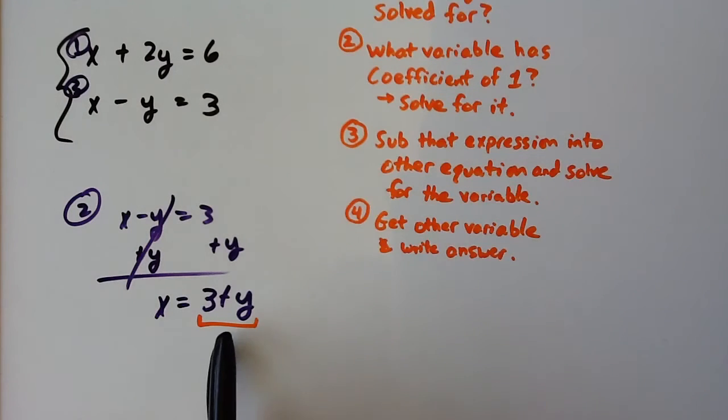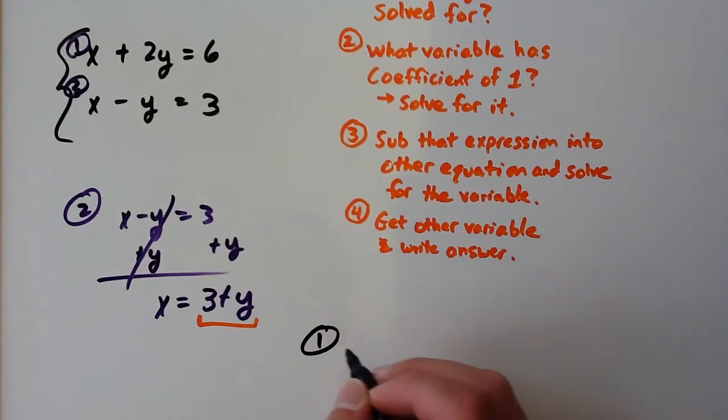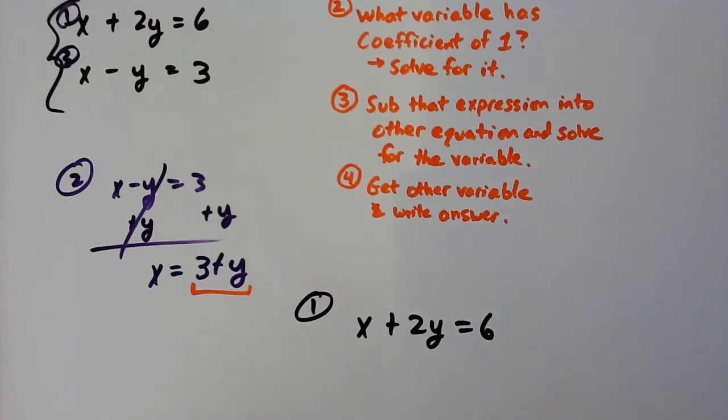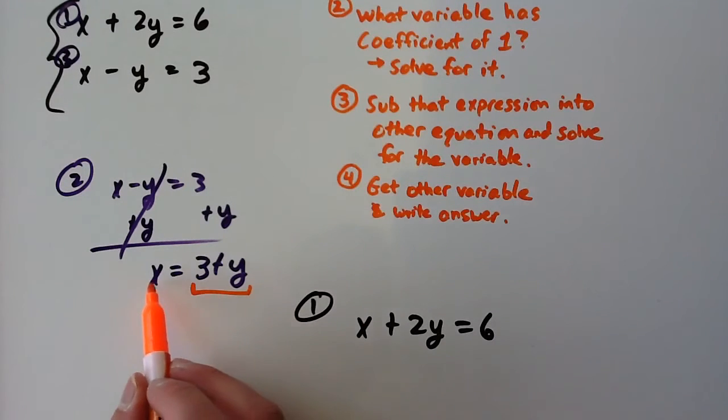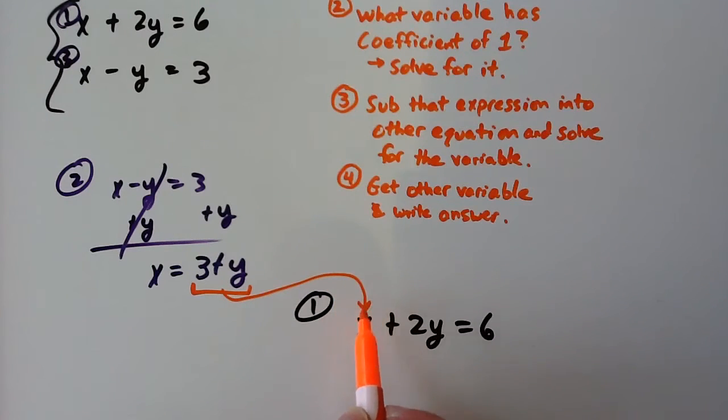So this was equation 2. Equation 2 is x minus y equals 3. And so let's take this and plug that into equation 1. Remember, equation 1 was x plus 2y equals 6. So let's sub in what x is equal to. I know that x equals 3 plus y, and so take this and plug it in for x, because x is that. X is 3 plus y, okay?